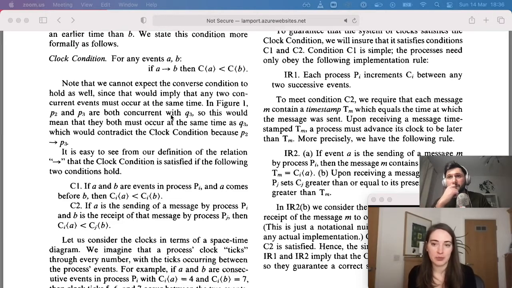The clocks are supposed to be at total ordering eventually, but at this point they have to preserve the ordering of the events. So the partial ordering: if A happens before B, then clock of A should be smaller than clock of B, especially for the same process. Yes, for the same process.